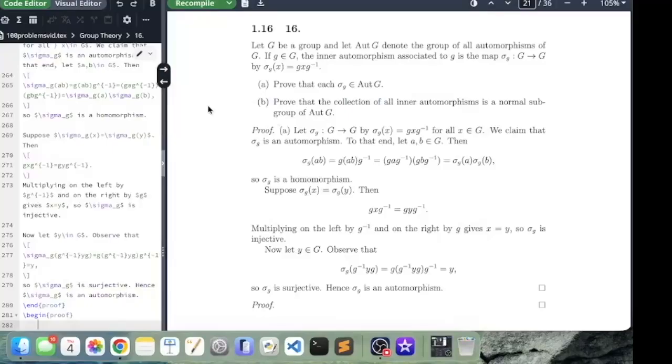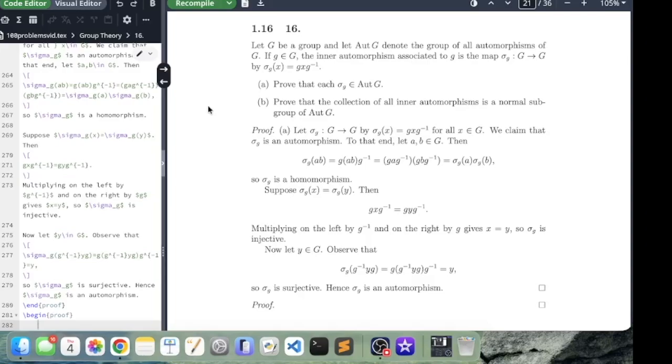Alright, problem number 16 in group theory. Let G be a group and let Aut(G) denote the group of all automorphisms of G. If g is in G, the inner automorphism associated to g is the map sigma sub g from G to G defined by sigma sub g of x equaling x conjugated by g. So part A, prove that each sigma sub g is in the automorphisms of G.